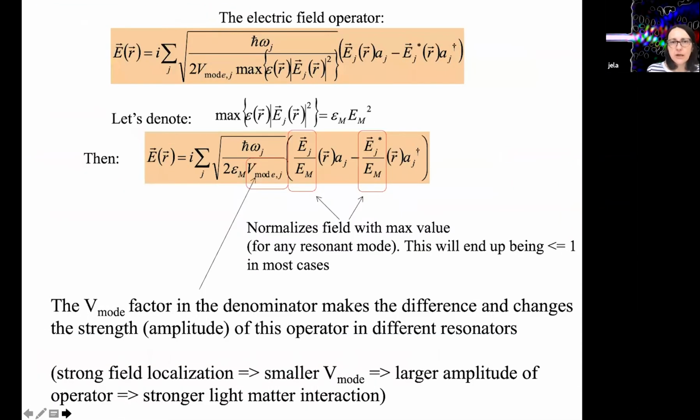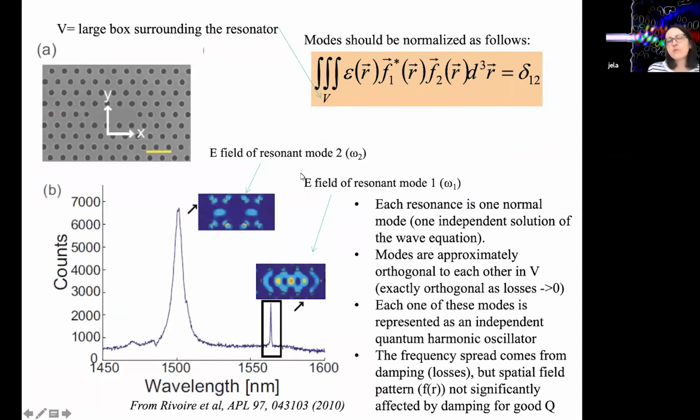So if you are looking into solving a specific problem, let's say a photonic crystal resonator, and we'll be solving problems like that. Let's say you look at this so-called L3 photonic crystal resonator. That resonator can have various resonances. These are electric field profiles of these resonances.